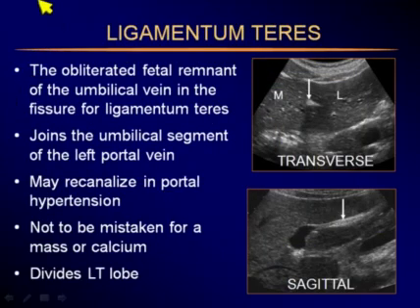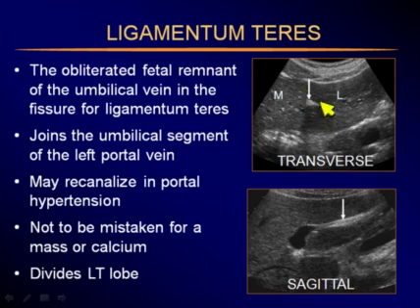Now, since I mentioned ligamentum teres, let's talk about that. Ligamentum teres means round ligament. We have different round ligaments in our body, but this is the round ligament in the liver, which is the obliterated fetal remnant of the umbilical vein. So the fetal umbilical vein, once the fetus is born, there's no need for that vein, so the vein clamps down and becomes almost like a thick fibrous cord located within the fissure for ligamentum teres. So the fissure has a little fat in it.